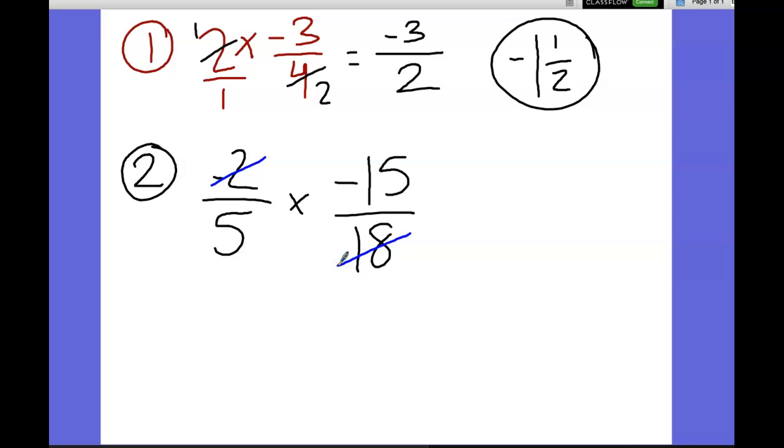2. So negative 2 divided by 2 is? Negative 1. 18 divided by 2 is? 9. Okay, where else could I reduce? Jacob? 5 and 15. Okay, what do you want to divide by? 5. 5 divided by 5 is? 1. Negative 15 divided by 5 is? Negative 3. Good.